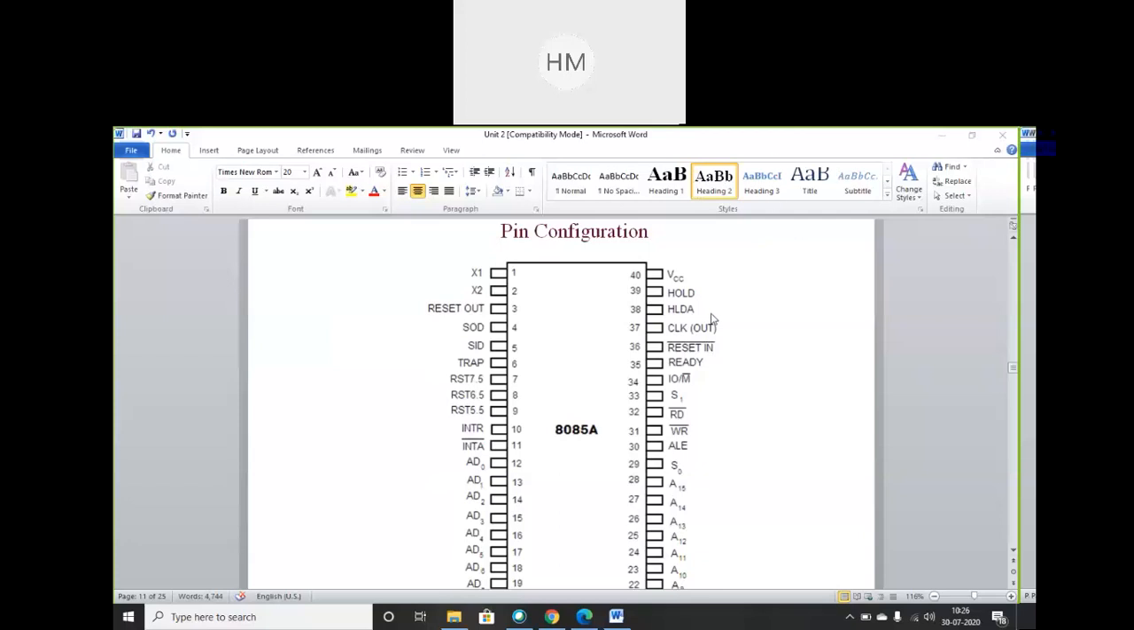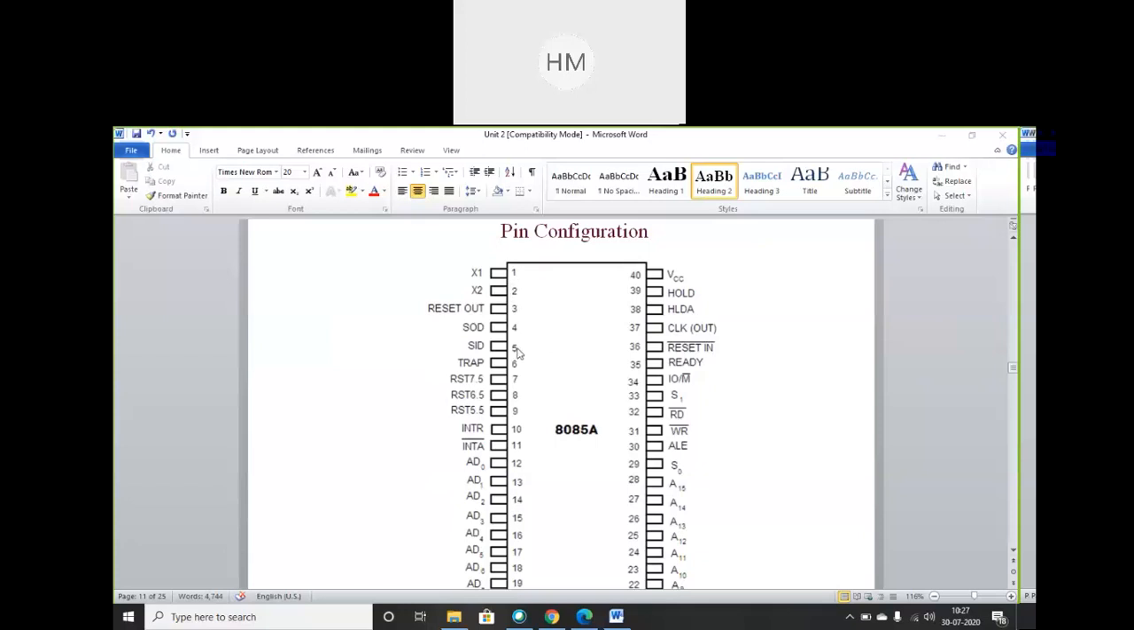Please, students, write down your roll number from 1 to 10, who are present, in the chat box. 1 to 10. Okay, 4 students from 1 to 10. 10 to 20.